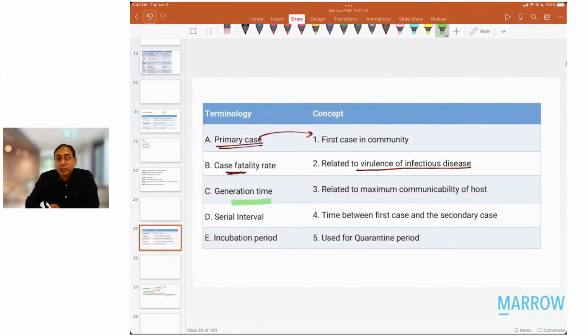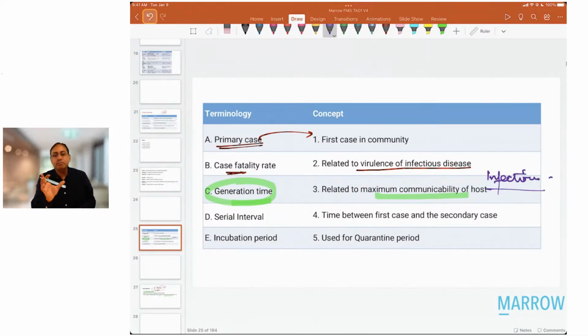What is generation time? Generation time is the time between the entry of the microbiological agent or the infectious agent and the maximum communicability of the host. That is what generation time is. But this has been asked multiple times. What is the use of generation time? Generation time ये बताता है कि कितनी देर तक infectious agent will be infectious. So it tells us about the infectious time period. What is serial interval? Serial interval is the time between the first case, the primary case, and the secondary cases.